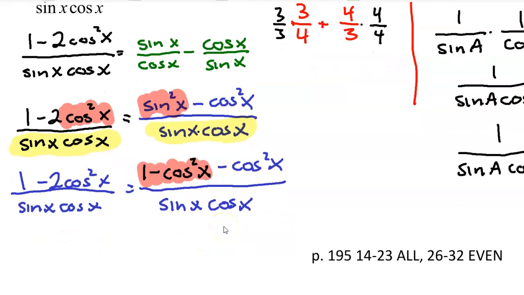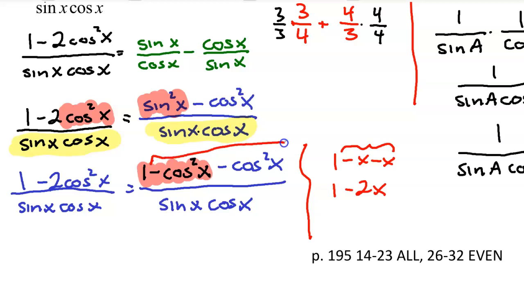Alright, so how am I going to prove that this right-hand side numerator equals the left-hand side numerator? Right, so you might look at this and say, well, 1 minus cosine squared x minus cosine squared x. Well, isn't that just the same as 1 minus x minus x? And what is 1 minus x minus x? 1 minus 2x. So that's how we get the 1 minus 2 cosine squared x. Right? These two right here, minus cosine squared x minus cosine squared x, that just equals minus 2 cosine squared x. And I am finished.